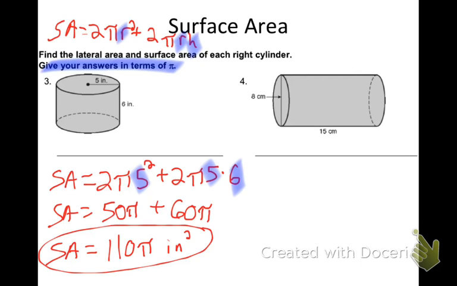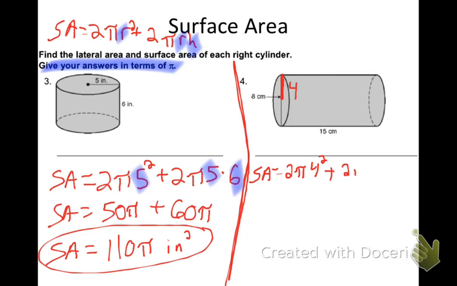Well, let's try 4. 8 centimeters. What does the 8 centimeters represent? That's my diameter. Do I want diameter or what do I want? So if my diameter is 8, what's my radius? Okay. So I'm going to plug it into my formula here. So surface area equals 2 pi 4 squared. Where does that 4 come from? That 4 is my radius. Plus 2 pi. What's my radius? 4. Times, what's my height here? Times 15.